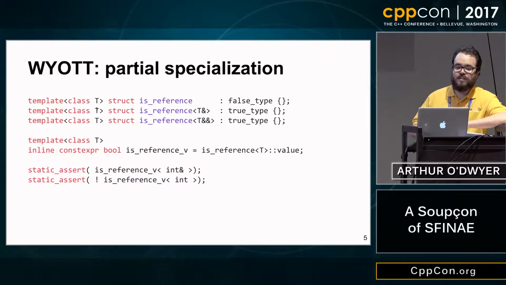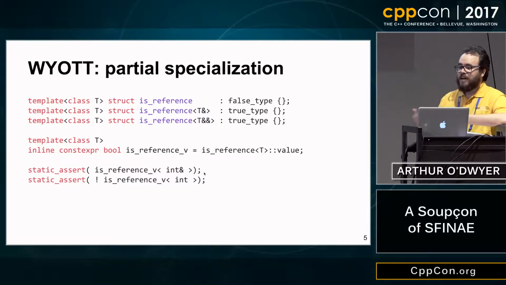So for any t where it's not partially or totally specialized, isReference of t is going to be inheriting from false_type, which means it's going to have a member named value, inherited from false_type, and that value is going to be false. And I'm going to make two partial specializations, one for T& and one for T&&, and both of those I'm going to say are true_type.